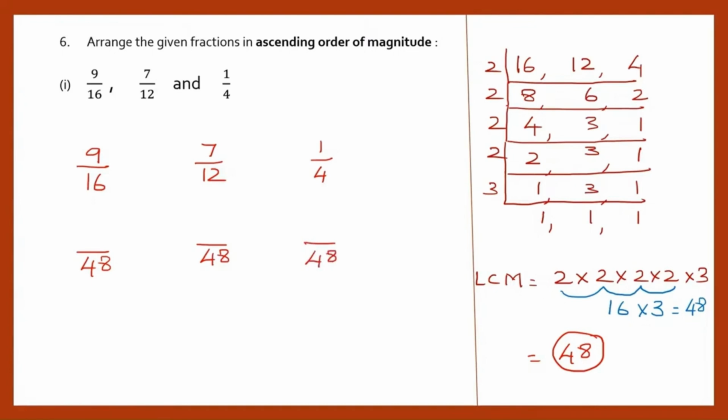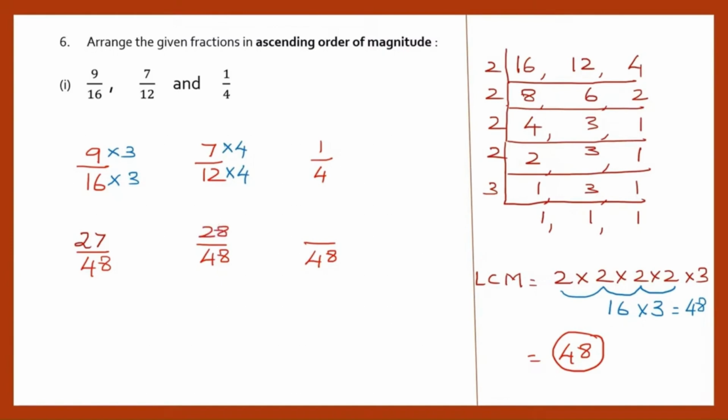Okay, now let's check the numerators. We're going to find new numerators now. 16 into what is 48? 16 3s are 48. Let me multiply 9 by 3. 9 3s are 27. Next fraction, 12 4s are 48. So 7 4s are 28.